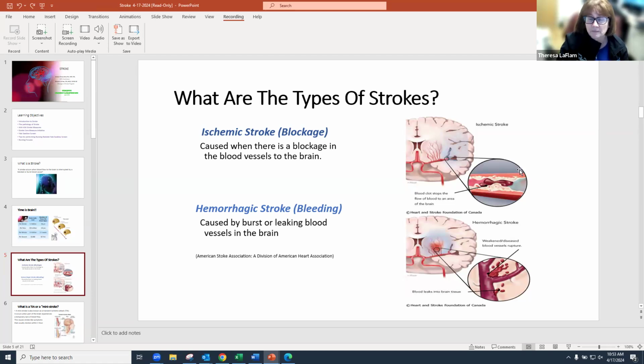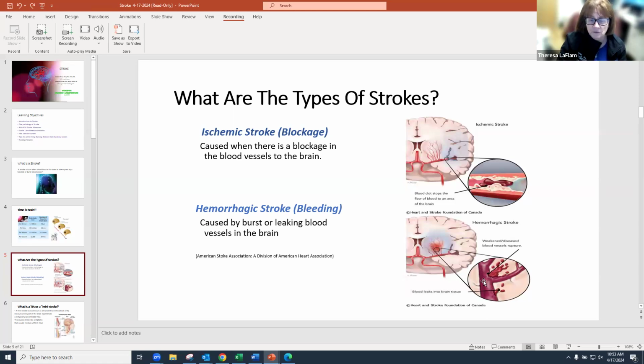So there's the problem there. There's no blood flow on the other side: blockage, ischemic stroke. And we say the bleeding stroke is this one, right? It's caused by a burst or a leaking blood vessel in the brain. And it has the same effect because it's still lack of oxygen to an area. But how it happened is why it's different.